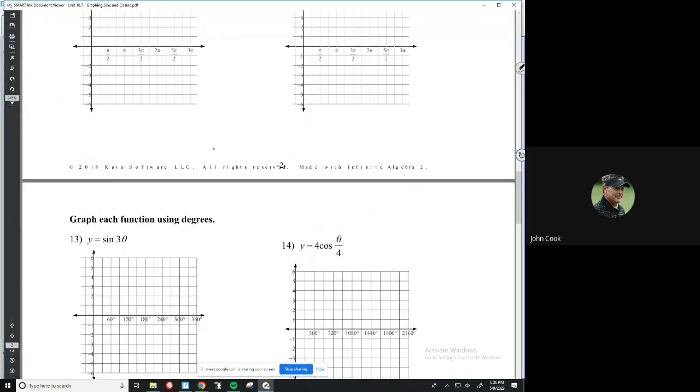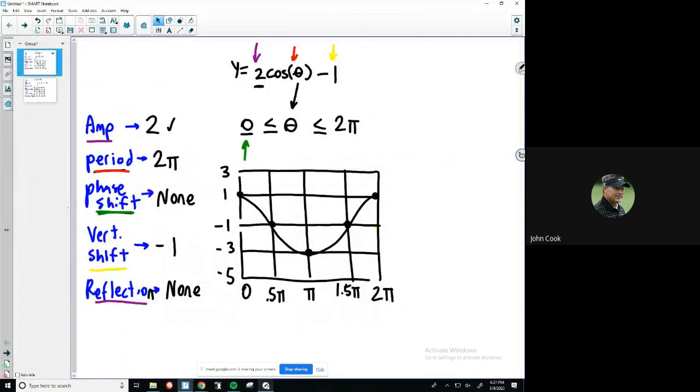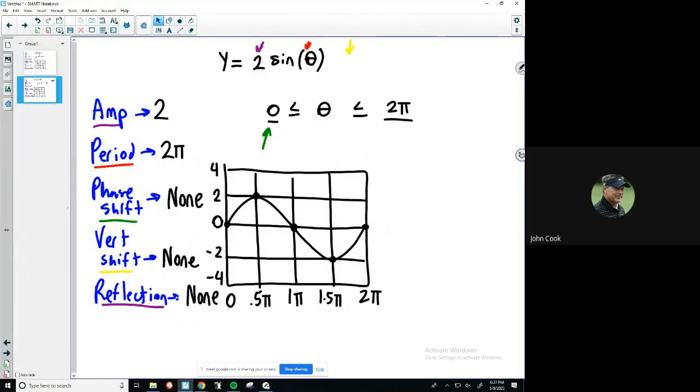Let's take a look at number 13. Graph each function using degrees. So now we finally do have something that's affecting the theta. So this is going to affect the period on the graph. All right, so let me show you how that affects it. So it's going to be a sine graph, and it's sine of 3 theta. So here we go. Let's go to the sine graph. Now it's going to be sine of 3 theta up there.